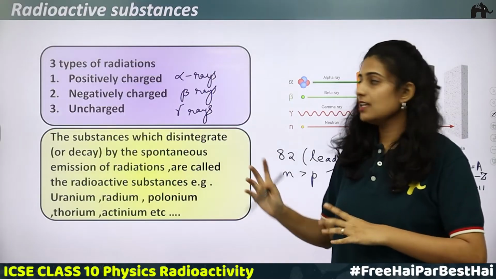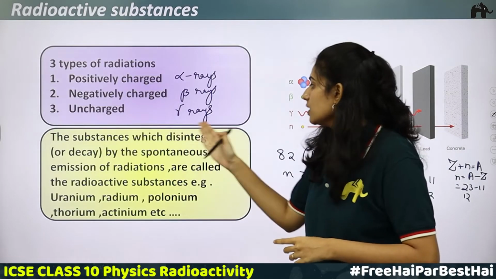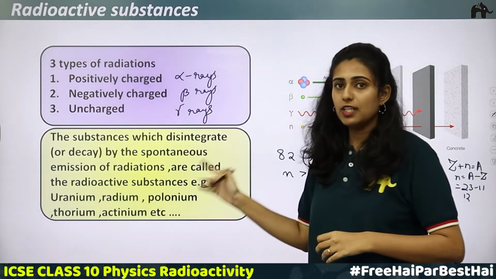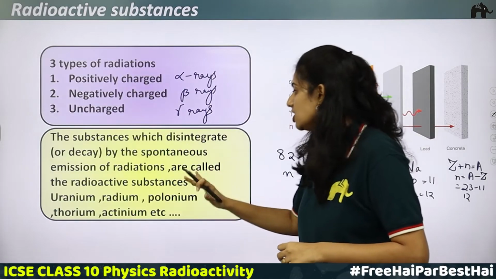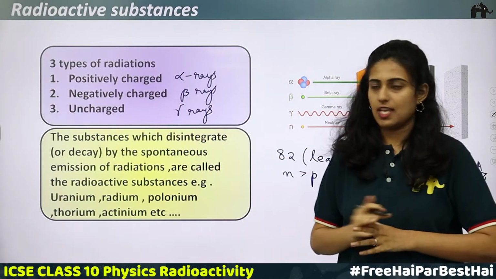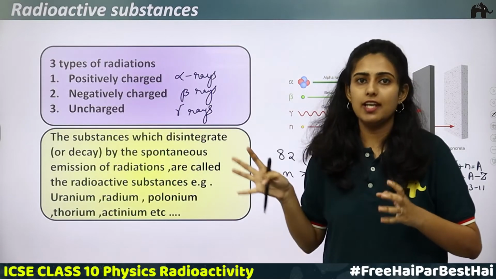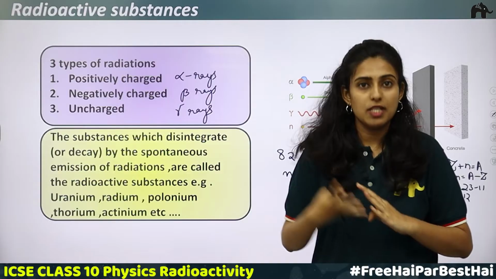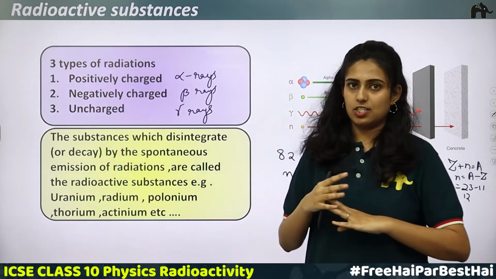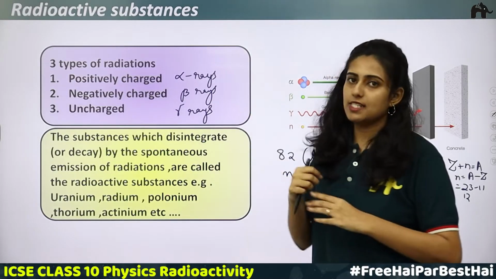So we can define a radioactive substance: a substance which disintegrates or decays by the spontaneous emission of radiations is called a radioactive substance, and these are the examples. To come to the stable state, they give out radiation. They can be alpha radiations, beta radiations or gamma radiations. These emissions we will be discussing in detail.